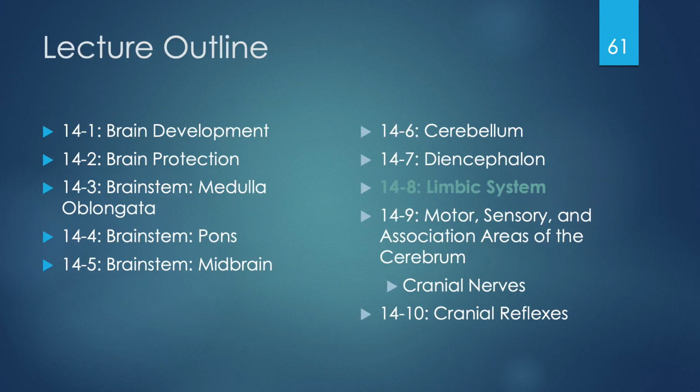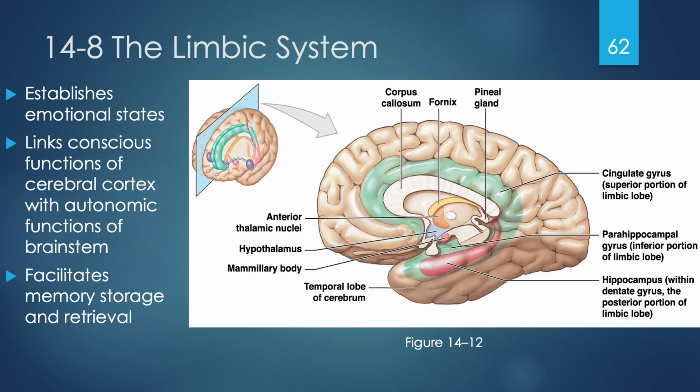Now we'll look at section 14-8, the limbic system. The limbic system is not a physical structure, but it is a functional unit that works together to establish our emotional states. And it does this by linking our conscious functions of our cerebral cortex with the autonomic functions of our brainstem. In doing so, it facilitates our memory storage and retrieval as well.